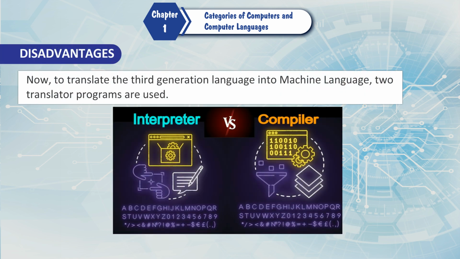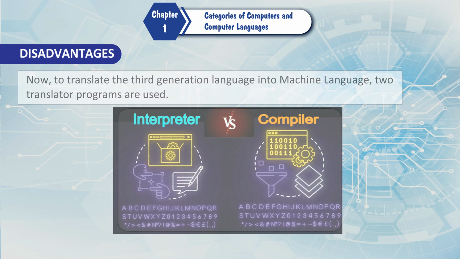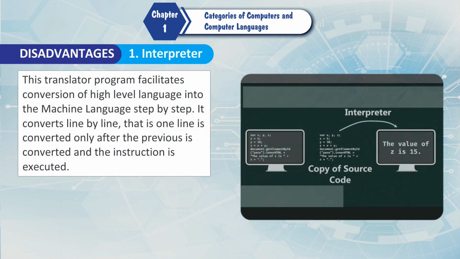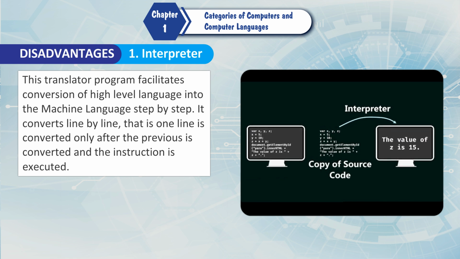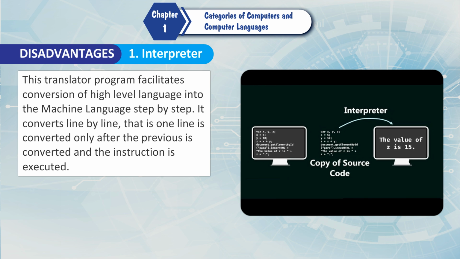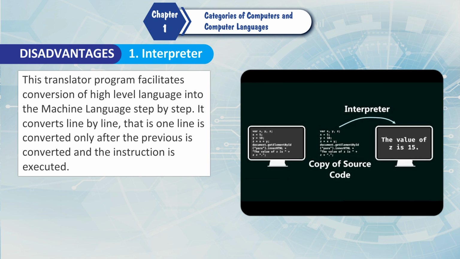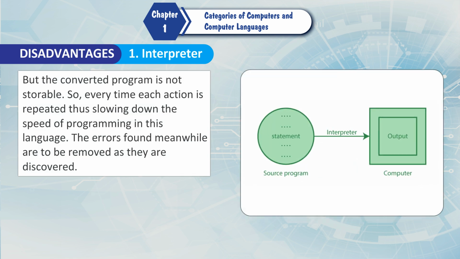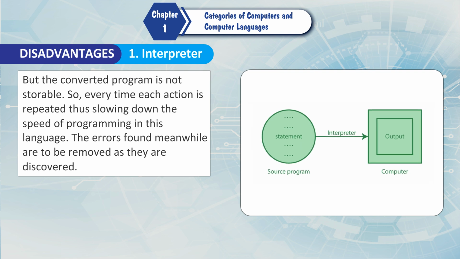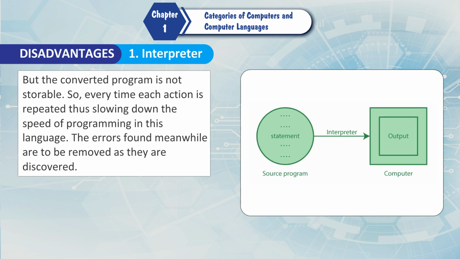Now, to translate the third generation language into machine language, two translator programs are used. Interpreter. This translator program facilitates conversion of high-level language into the machine language step by step. It converts line by line, that is, one line is converted only after the previous is converted and the instruction is executed. But the converted program is not storable, so every time each action is repeated, thus slowing down the speed of programming in this language.